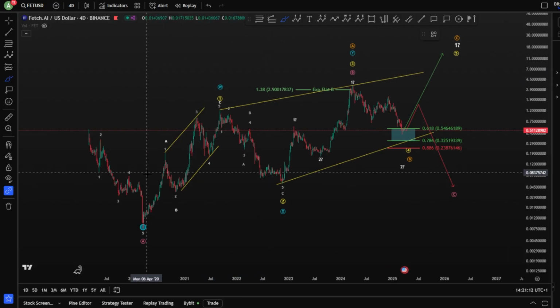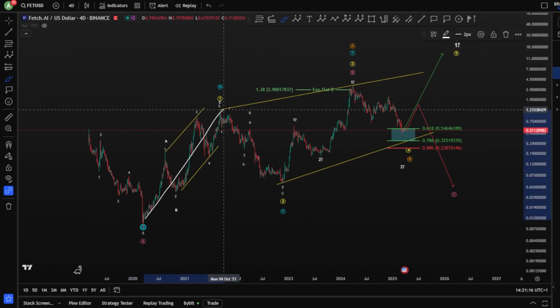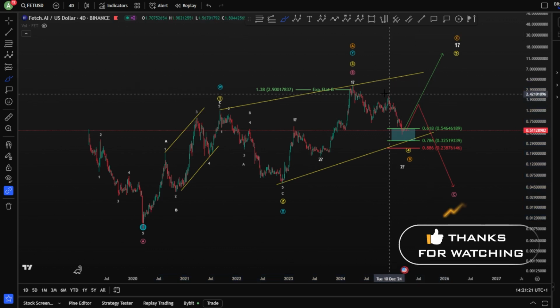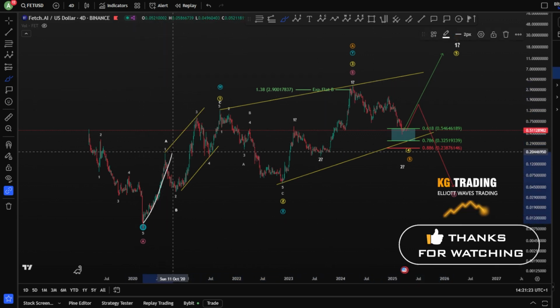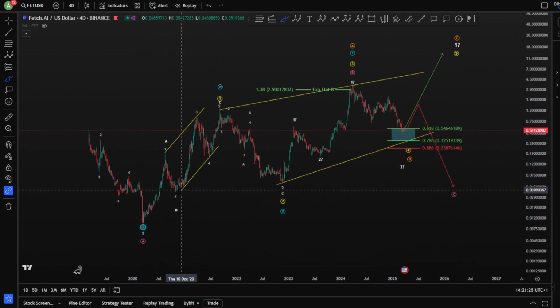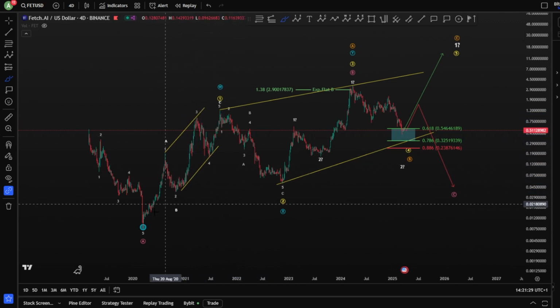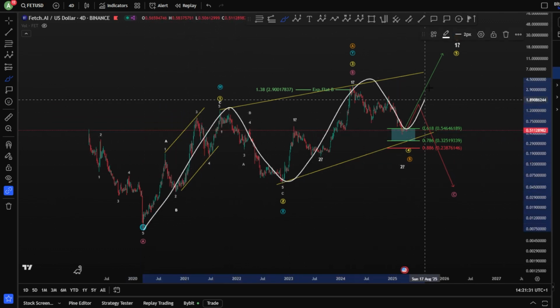So we can see on the FET 4-day chart the bullish and bearish scenarios. We're looking at a 1, 2, 3, 4, 5 potential leading diagonal toward the upside, where you have an A, a B, and a C. Potentially this is your impulse 1, 2, 3, 4, 5 for a wave C. And you're looking at 1, 2, 3, 4, and a 5.